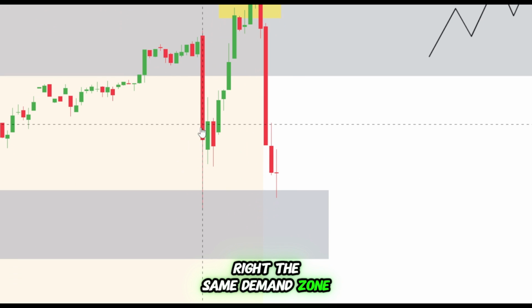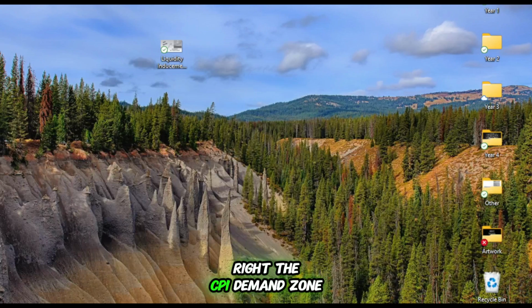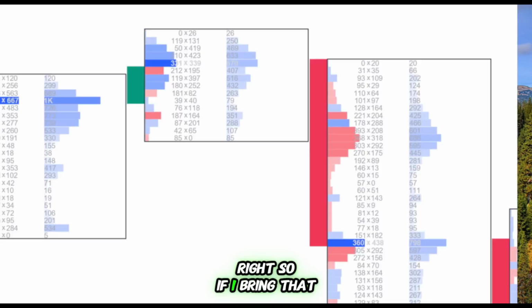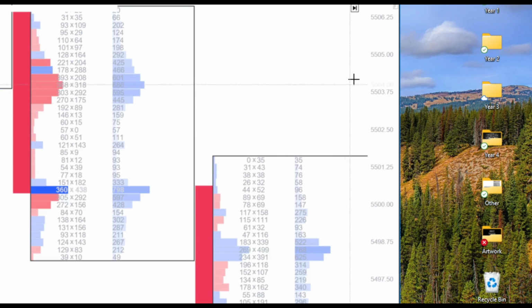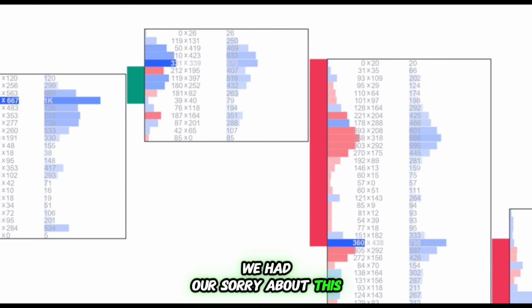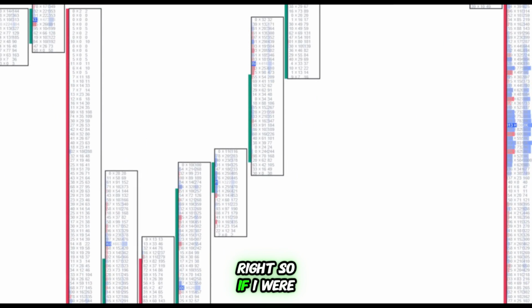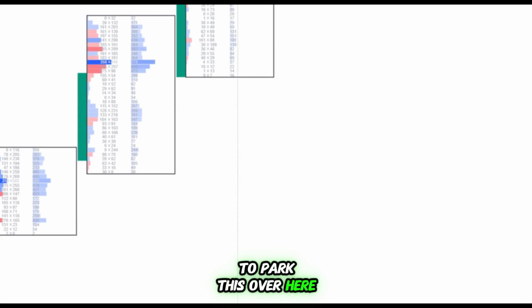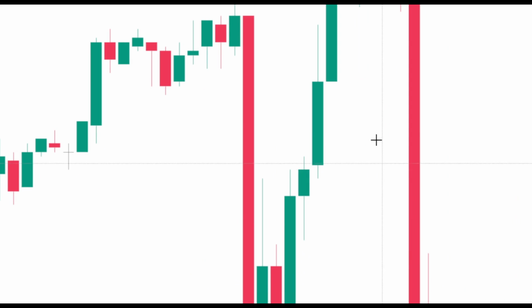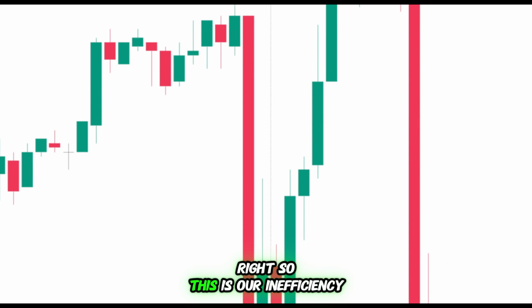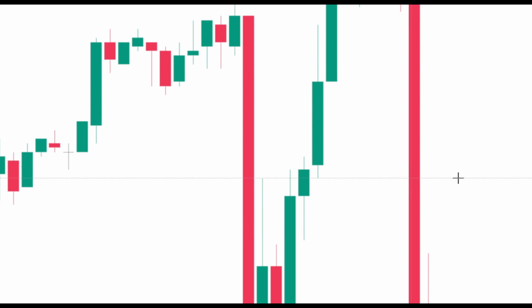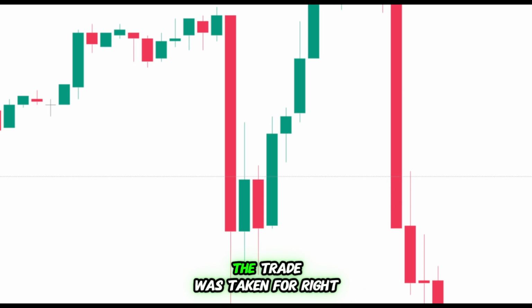The same demand zone that I marked out earlier, the CPI demand zone. So if I bring that up again, sorry about this, we had a CPI demand zone down here, right? So if I were to mark this over here for people to understand, here's our fair value gap, so this is our inefficiency. And this is where essentially the trade was taken from.